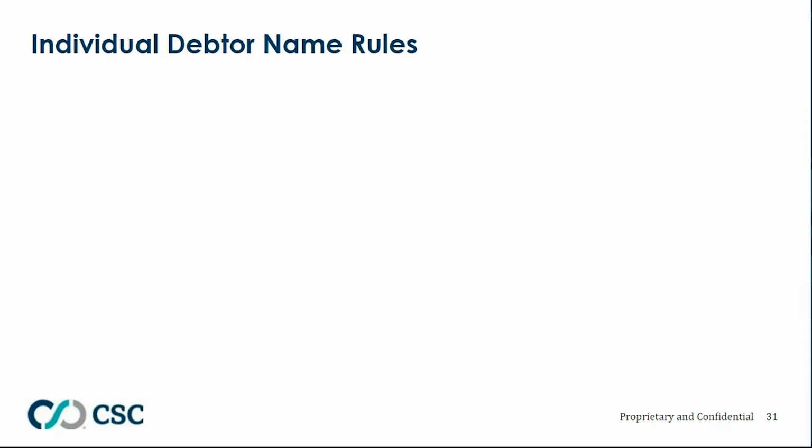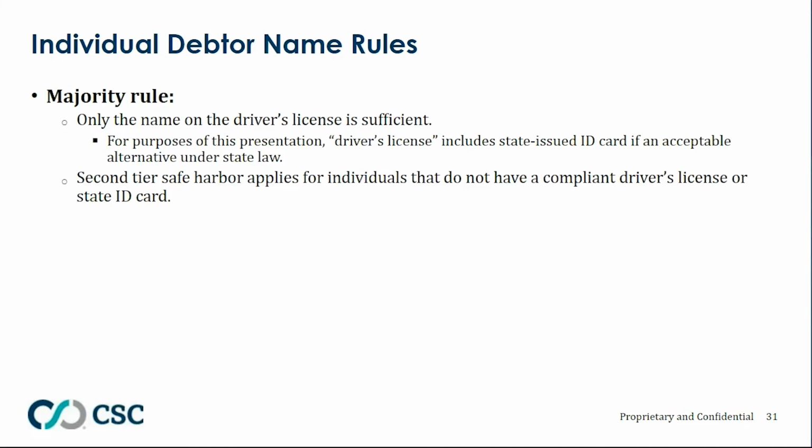Now, when it comes to individual debtor names, there are different rules in different states. The vast majority of states state that a financing statement is sufficient only if it provides the name indicated on the debtor's driver's license that is unexpired and issued by this state. And as I'm making this presentation, I want to make clear that driver's license includes a state-issued ID card if it's provided for under the applicable state law.